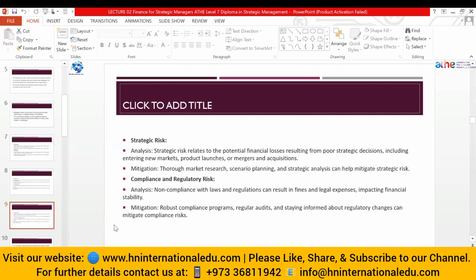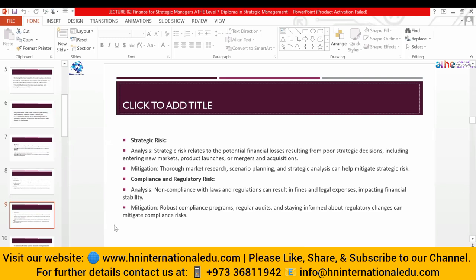Compliance and regulatory risk. Non-compliance with laws and regulations can result in fines and legal expenses, impacting financial stability. Now, what it means is when you're not following the rules and regulations applied by the government, agencies, auditors, and the bodies which you are associated with, definitely you're going to come up with so many taxes and penalties, money and fines.